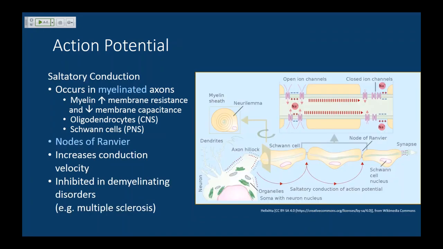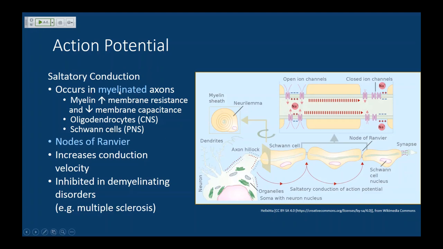Okay, but it's a little more complicated than that, and you have to factor in things like what myelination does to the axon. This is called saltatory conduction. The word saltatory comes from, I think, the Latin word for leap, the verb to leap. It's called such because it appears as though the action potential leaps or jumps from node to node. These are the nodes of Ranvier.